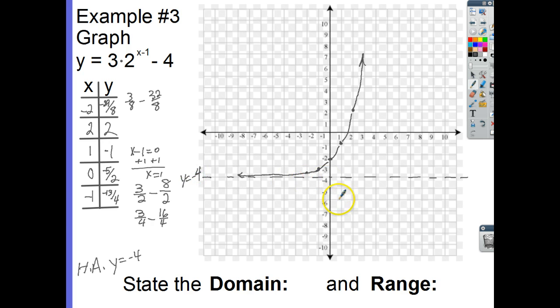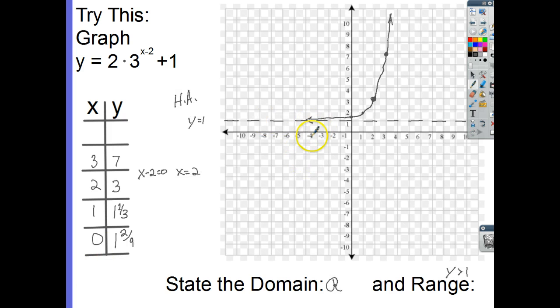Now, let's talk about the domain. The domain is how much of the x-axis. I see it going on forever in both directions, so that's going to be all real numbers, script R, capital R. The range, now the range is going to be different because we've got a k number. We said that's going to affect the range. Well, if you can see, our graph is never going to drop below negative 4. It'll always be above it and never will touch it, so we have y is greater than negative 4 as the range. Okay? You try one of these.